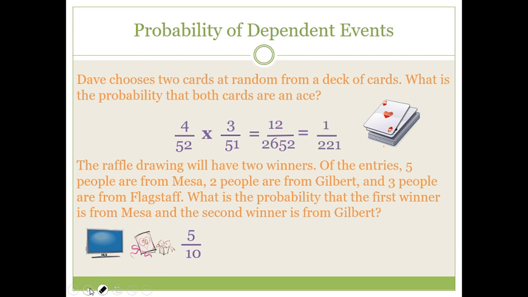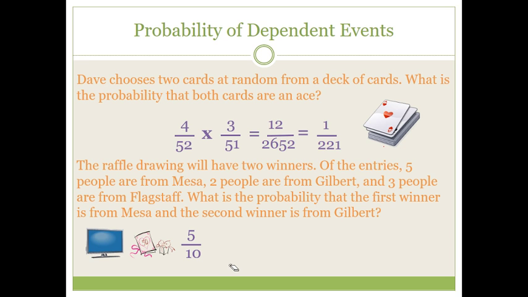Alright, so now we've picked one person from Mesa. We've picked him out. He's 1. Now we've got to find the probability that the second winner is from Gilbert. So now how many people am I picking from? How many raffle tickets are left? I already took one out. There were originally 10, so now there's only 9 left in that stack of raffle tickets.